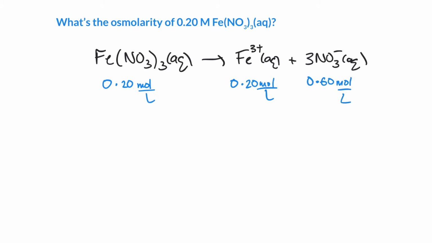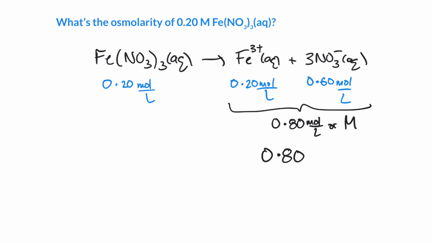And again, the total concentration is what we care about here. The total concentration, 0.2 plus 0.6, is 0.8 moles per liter, or molar, or more properly, we can say it is 0.80 osmolar. So 0.2 molar iron 3 nitrate actually behaves as a 0.8 molar solution when it comes to a colligative property.